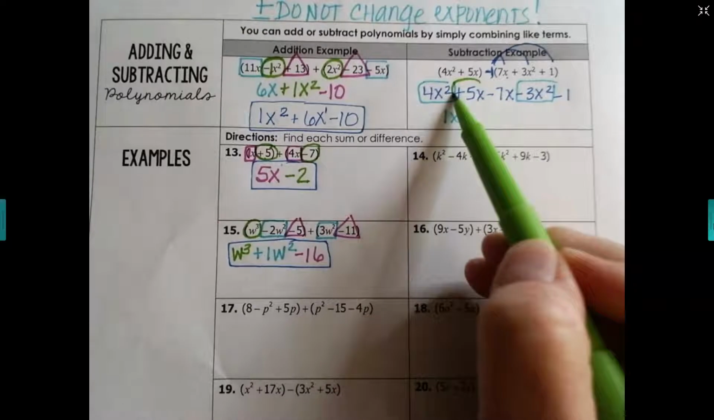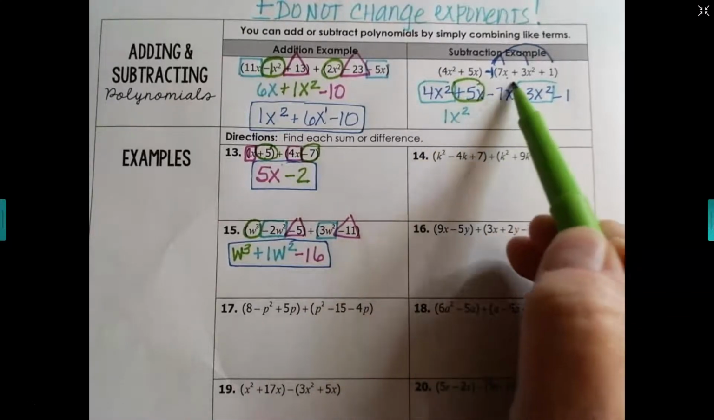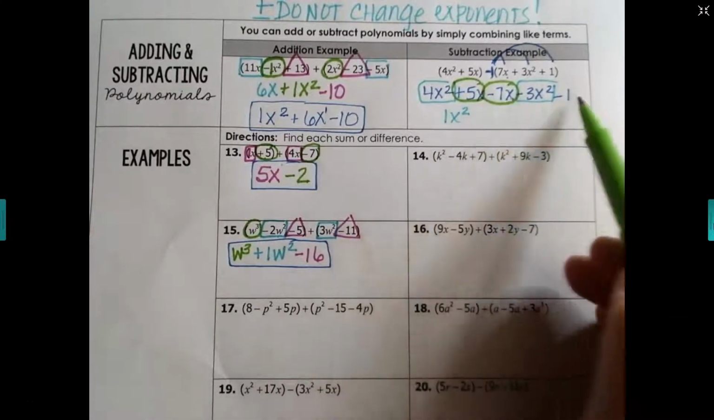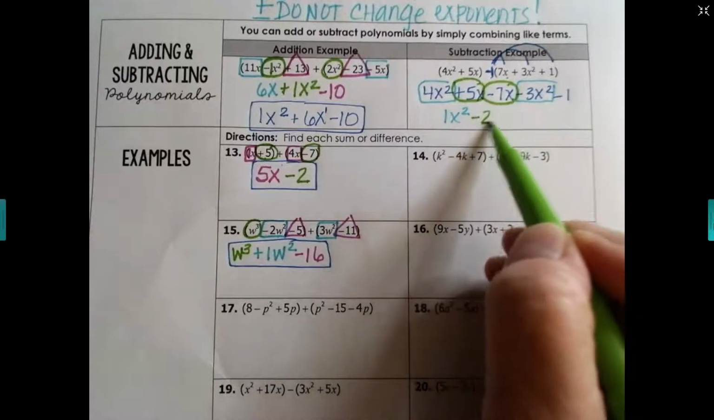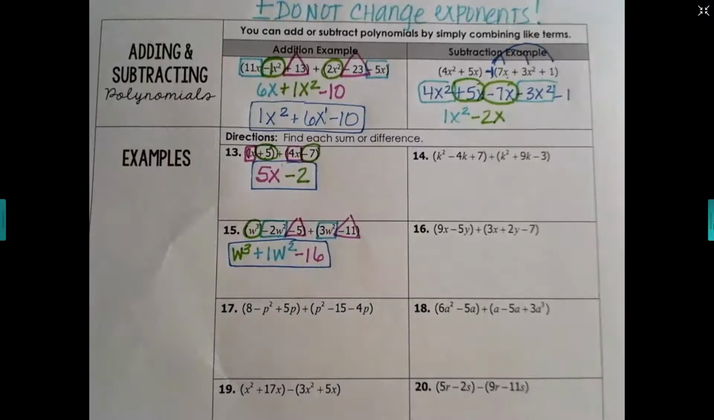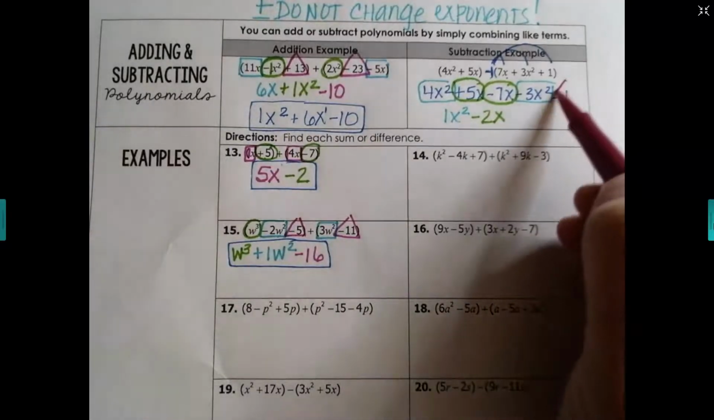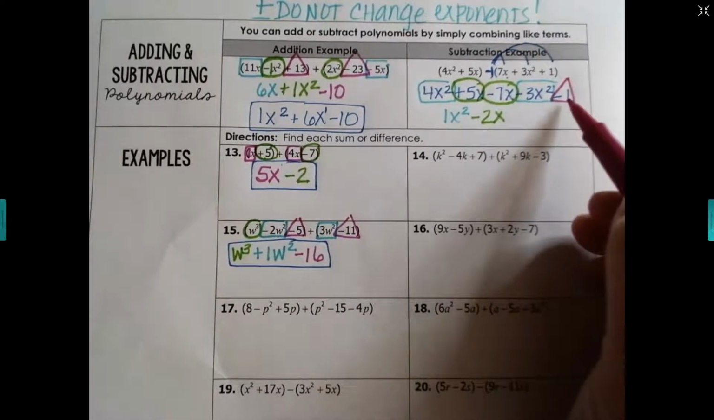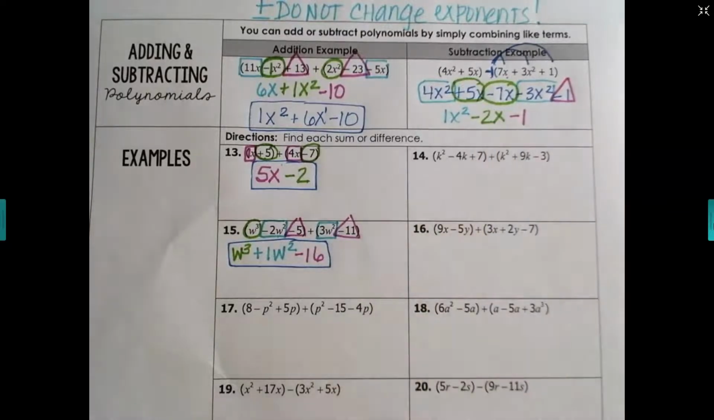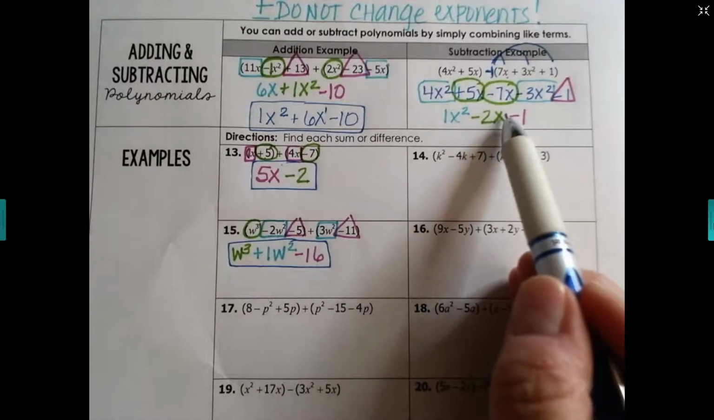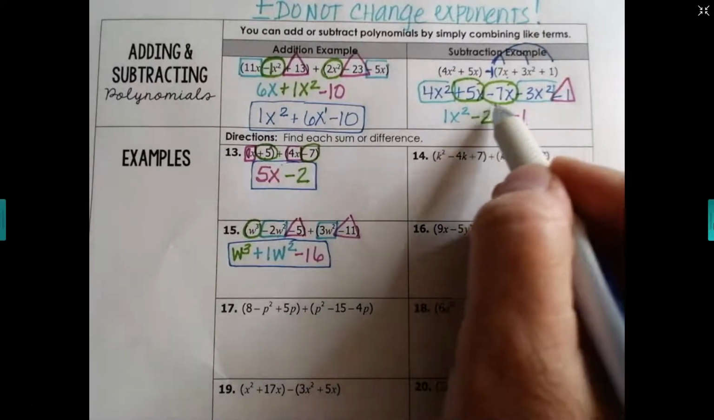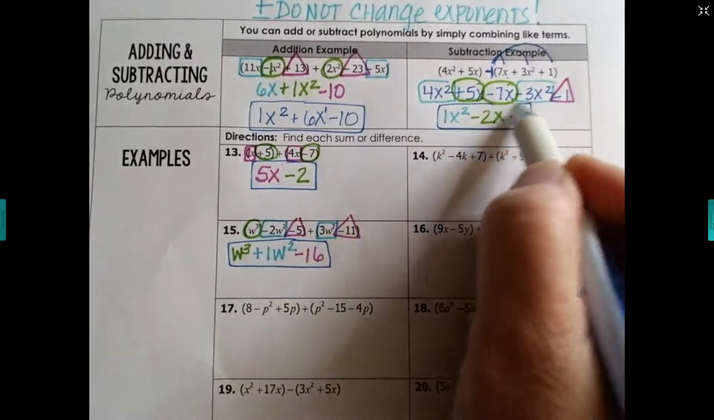I have a single x term. I'm going to look through. Here's another single x term. Those are the only two. 5x minus 7x is -2x. And then I have my constant out here on the end. That was the only thing left. Can't combine with anything, so you bring it down as is. -1. Check for standard form. 2 exponents, 1 exponent, no exponent. We are in standard form.